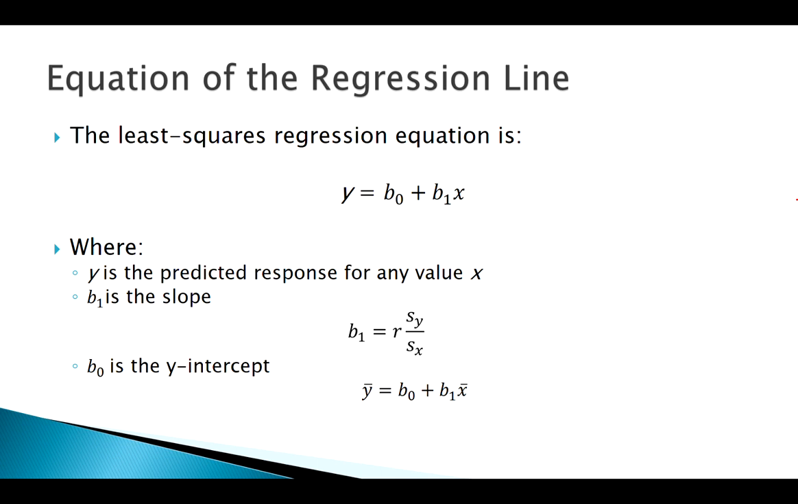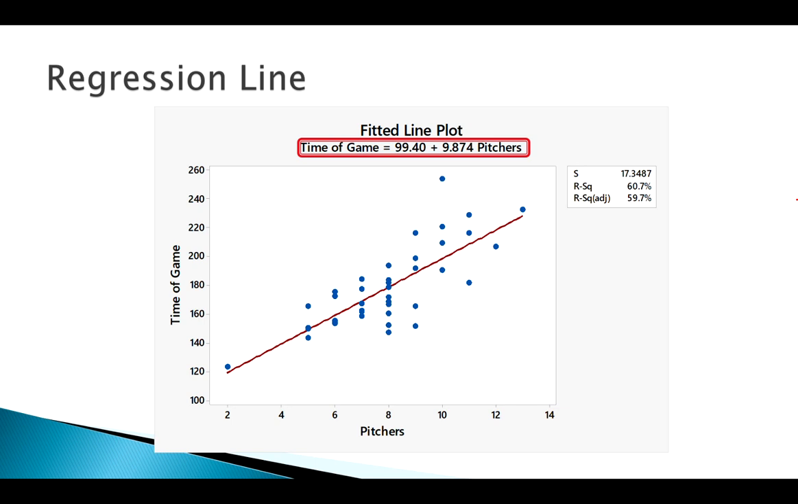So once I find B1, I use the mean of x and the mean of y. These are ways of calculating B naught and B1, but again, kind of like R, there's a lot that goes into calculating that. Usually we just want to leave that up to a computer. Okay, so let's go back to our example using pitchers to estimate time of game. It turns out its regression equation looks like this. So how do I interpret that?